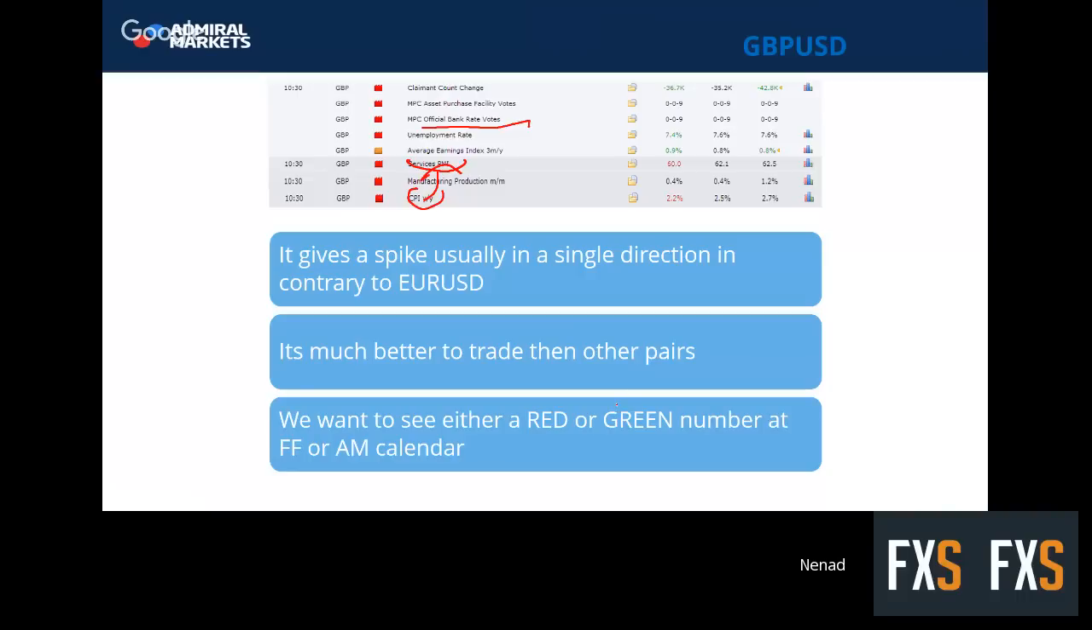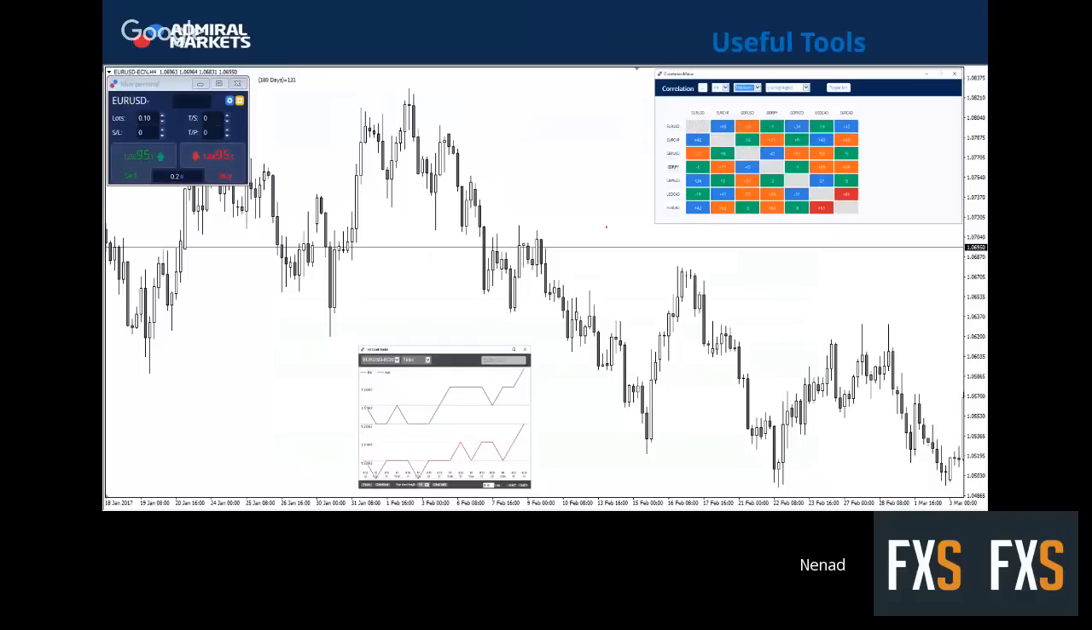Okay? I like to trade pound simply because pound can give us one-way directional movement. And how we trade it? Well, for example, you can use Forex Factory or Admiral Markets calendar. Let's say you want to see a deviation from predicted numbers, and the numbers should be either red or green, okay? And you use the deviation to trade the news.